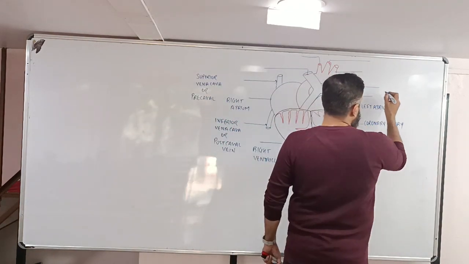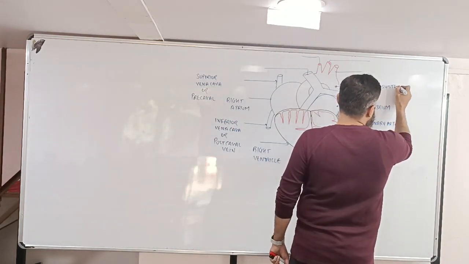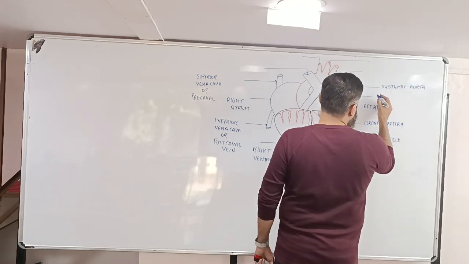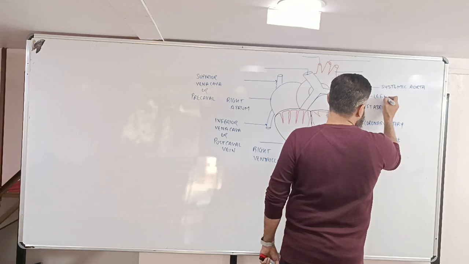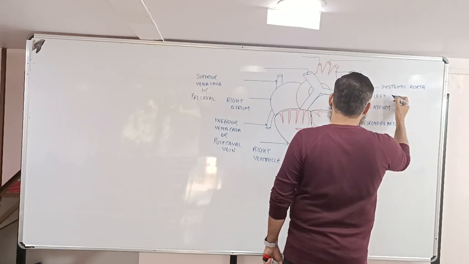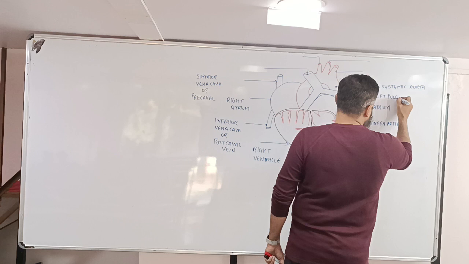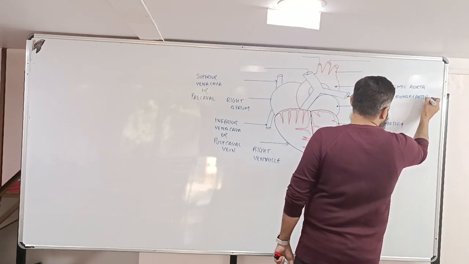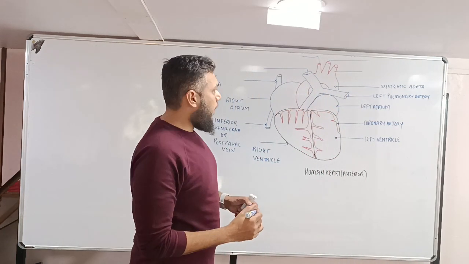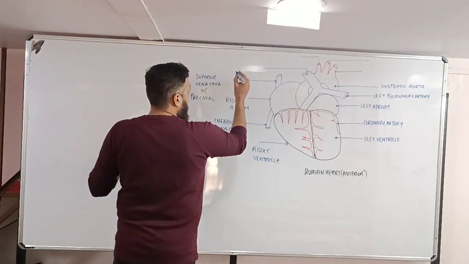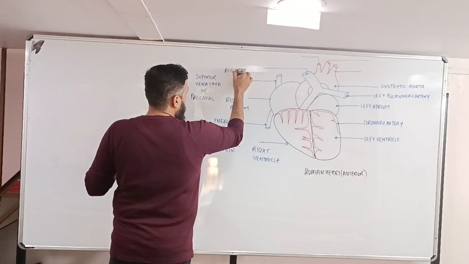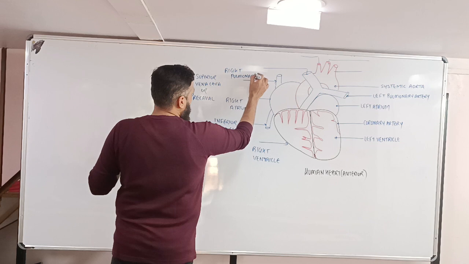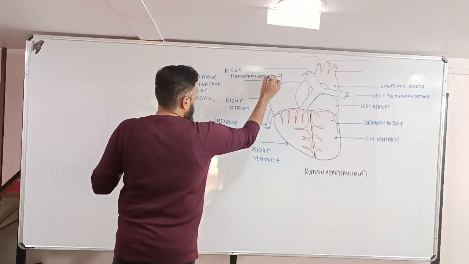This is the systemic aorta. This is the left pulmonary artery. Okay, this is the right pulmonary artery.